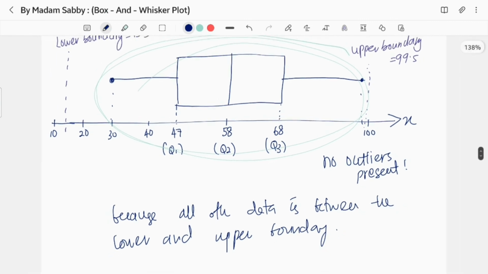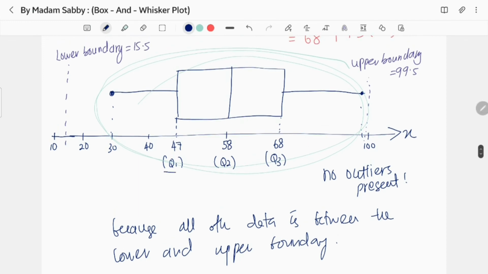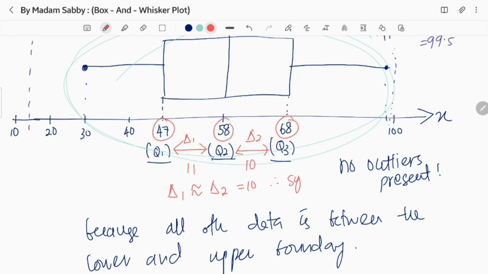So how do we find out what kind of distribution we have in this box and whisker plot? Distribution depends on Q1, Q2 and Q3. Let's find the differences between your Q2 and Q1, which is 58 minus 47, so it is 11. And between Q2 and Q3, 68 minus 58, which is 10. This one is delta 1, this one is delta 2. So delta 1 is approximately the same as delta 2, which is 10. Therefore, we call it symmetrical.